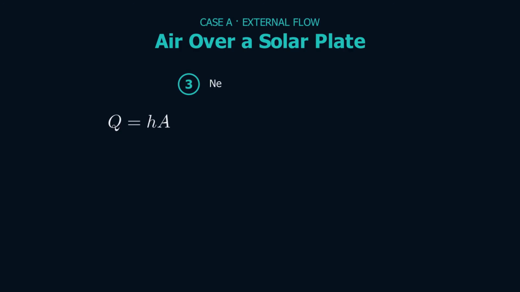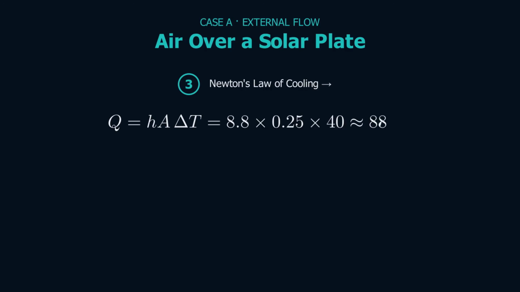Step 3. Newton's law of cooling over the quarter square meter plate gives about 88 watts carried off by the breeze. And the payoff for doing it locally, had we used sea level air, H would have come out 8 to 9% too high. Small, but it is exactly the kind of error that compounds when you size a real collector.